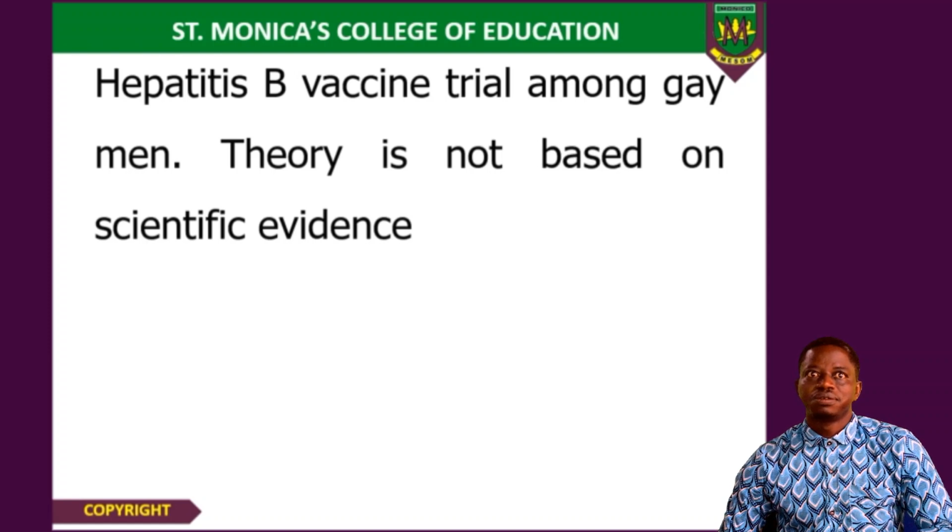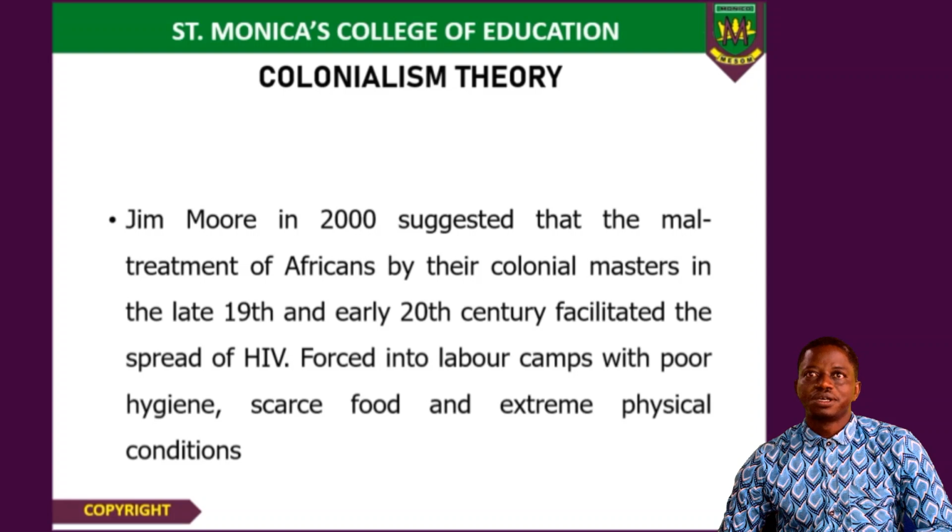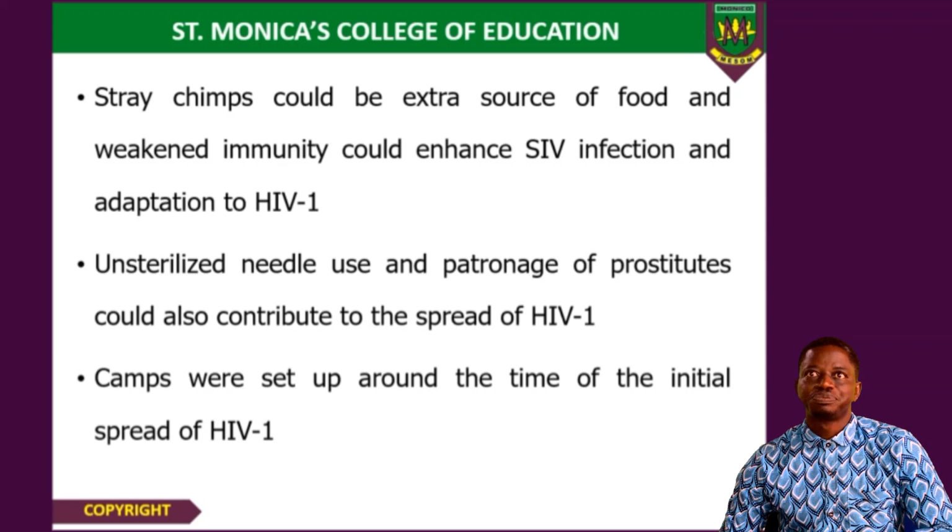Let's look at the colonialism theory. Jim Moore in 2000 suggested that the maltreatment of Africans by their colonial masters in the late 19th and early 20th century facilitated the spread of HIV, because Africans or the slaves were forced into labor camps with poor hygiene, scarce food, and extreme physical conditions. So stray chimpanzees could be an extra source of food, and weakened immunity could enhance HIV infection and adaptation to HIV type 1. And also, unsterilized needle use and patronage of prostitutes could also contribute to the spread of HIV type 1.